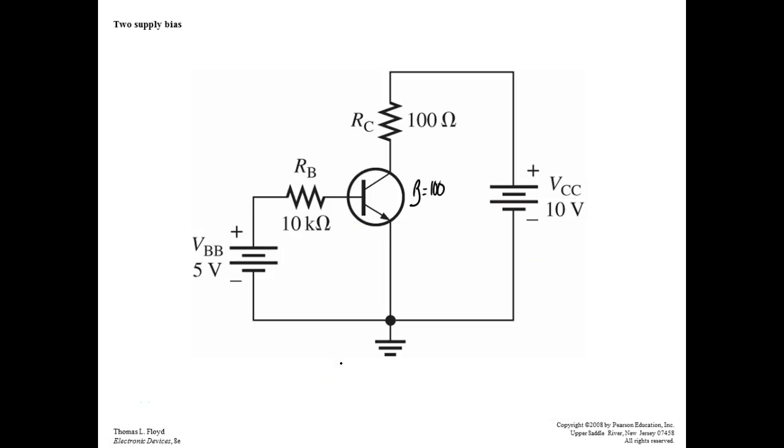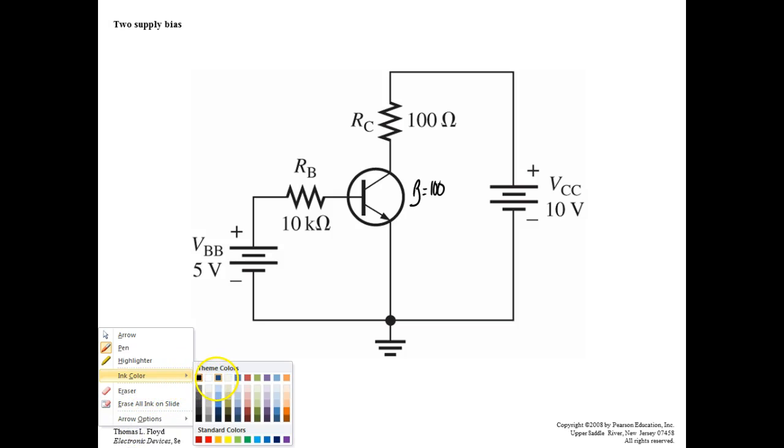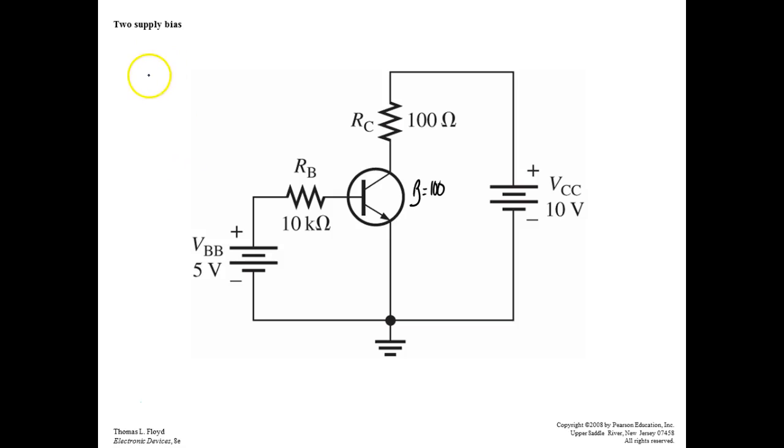Assignment is solve the circuit right here. So what I want y'all to solve for: you can solve for VB, solve for IB, you can solve for IC, we need to solve for VC, let's go ahead and solve for VRC.